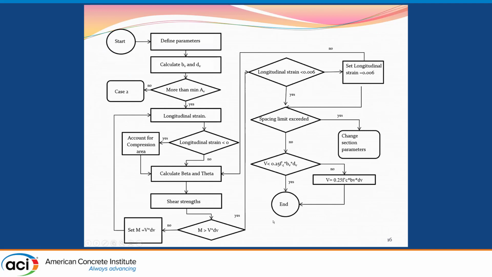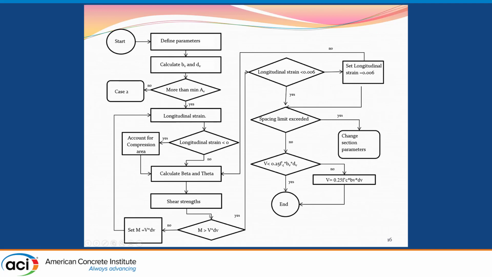This is just describing the whole procedure that we have. We start by defining our section, BV and DV, and then define which case we are going to be in, case 1 or case 2, based on the minimum AV. And then we get our longitudinal strain from the epsilon S equation. If we are less than 0, we can take the compression into account. Otherwise, we cannot take the compression into account. We calculate beta and theta, and then we get the shear strength. Up to here, this is the standard procedure.